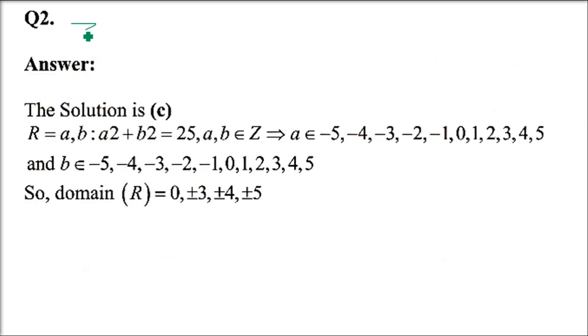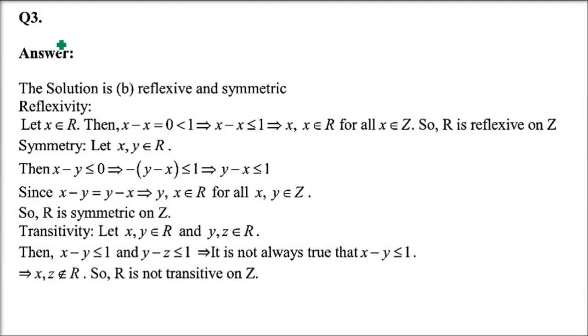If a relation R is defined on the set Z, Z is integers, as follows: A square plus B square equals 25. So the domain of R is... Now I just want to take you to VSAQ, very short answer questions. And the first question of VSAQ is exactly similar to this one. So we have already discussed that, and you know how to do that, or otherwise you can refer to it. Question number 3.